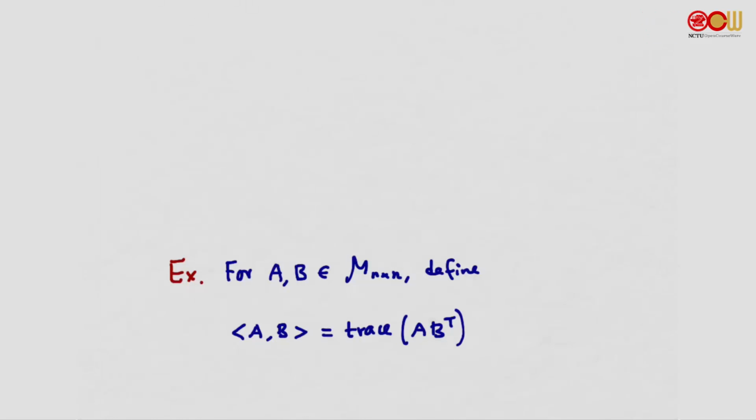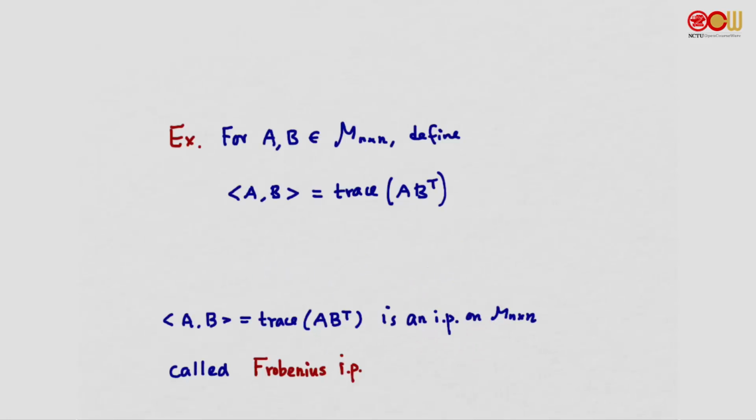An example of an inner product for matrices. For A, B in M, n by n, we define the inner product of A and B to be equal to trace of A B transpose. We can verify that it satisfies all four properties of an inner product. It's an inner product on M, n by n, and it has a name called the Frobenius inner product.